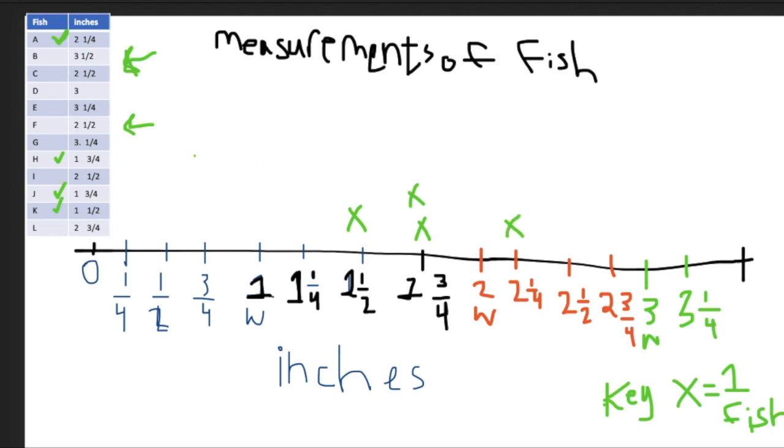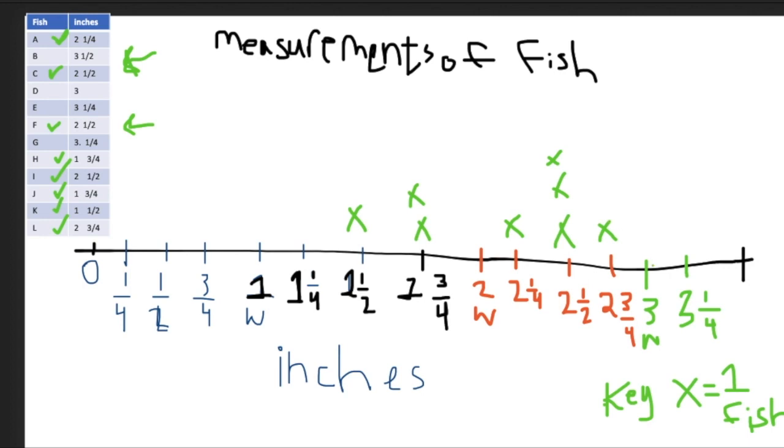Let's see how many fish were 2.5 inches. I see 1. I see 2. I see 3. So 1, 2, and 3 fish were 2.5 inches long. Now let's look at how many fish were 2 and 3/4 inches. I see one over here. That's an X.